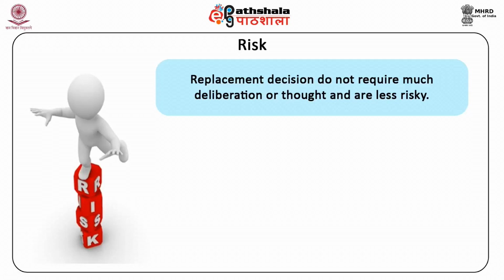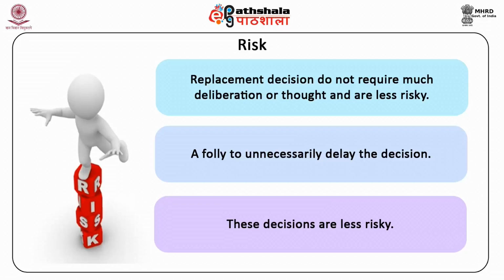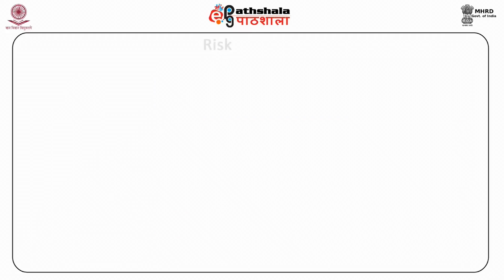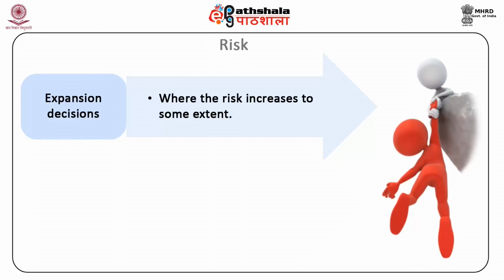If the need is to replace with better technology, then maybe some time can be spared to think about it. Otherwise, it will be a folly to unnecessarily delay the decision. These decisions are less risky. The second type of project decisions is expansion decisions, where the risk increases to some extent. What if increased produce fail to find ready markets? So, these decisions should be taken after careful process.